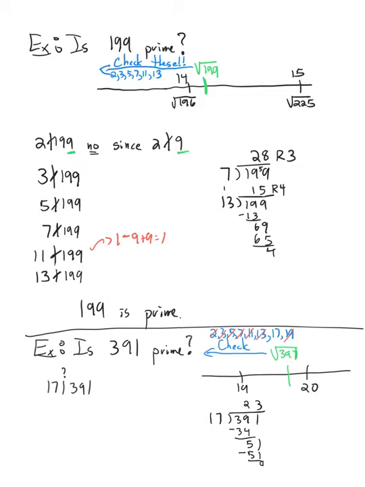So we can get rid of this question mark. We know it does indeed go into 391. So 17 times 23 is 391. So we can write 391 as a product of two numbers that aren't 1 and itself. And we can say 391 is composite. It's not prime. And that's how the test for primality works.